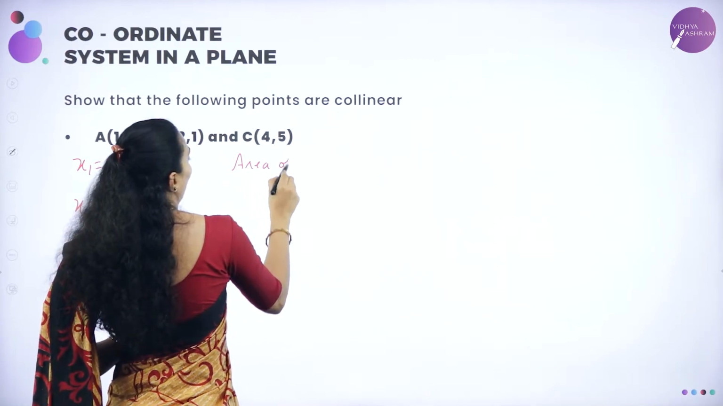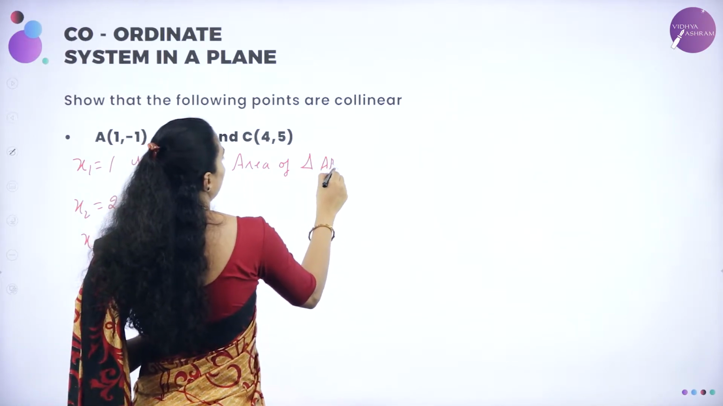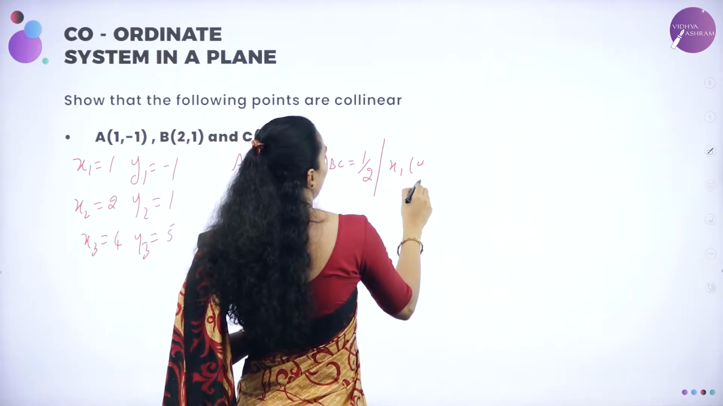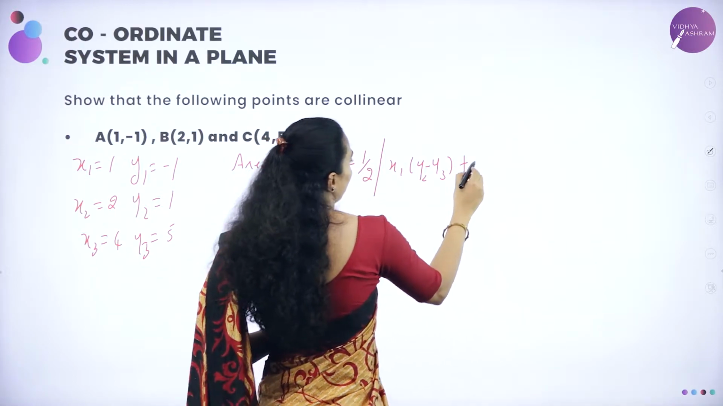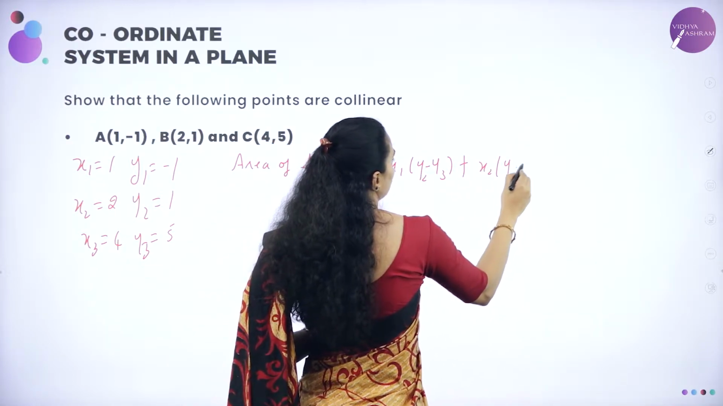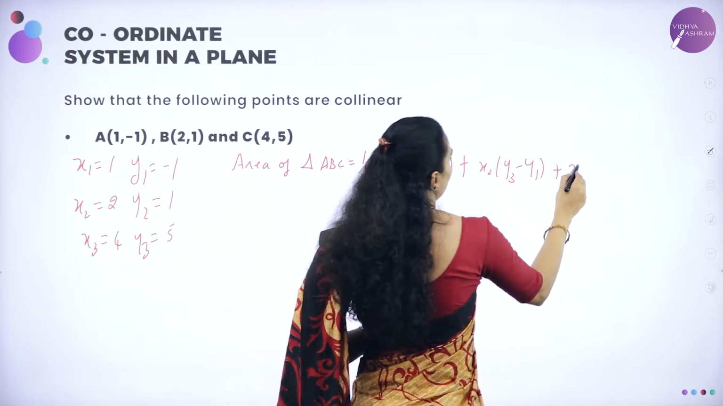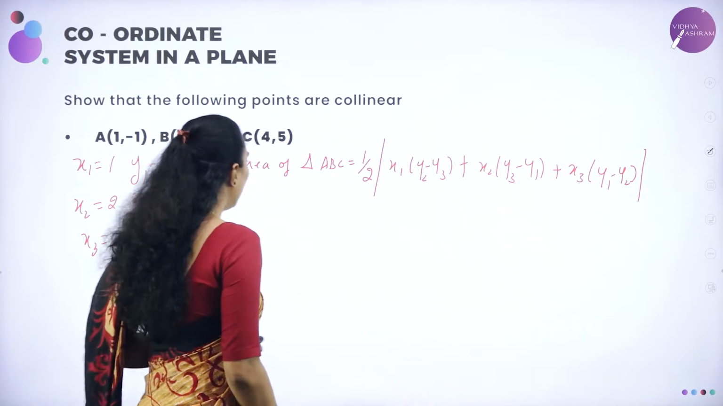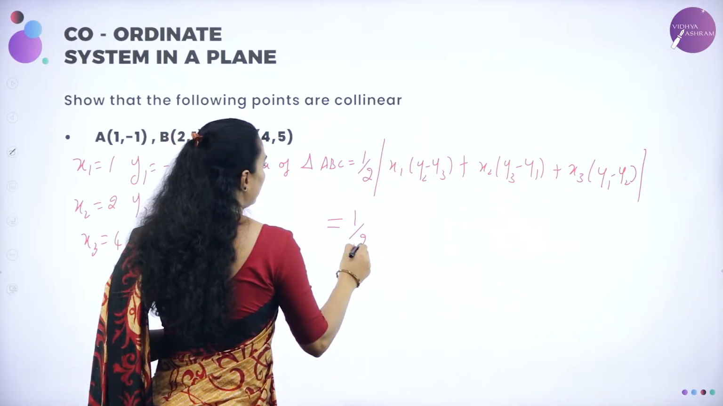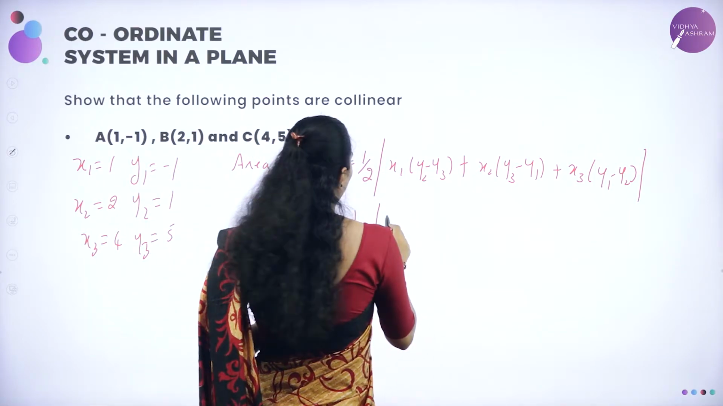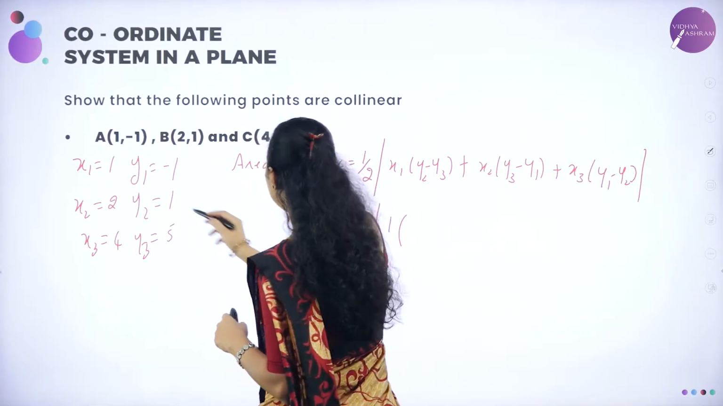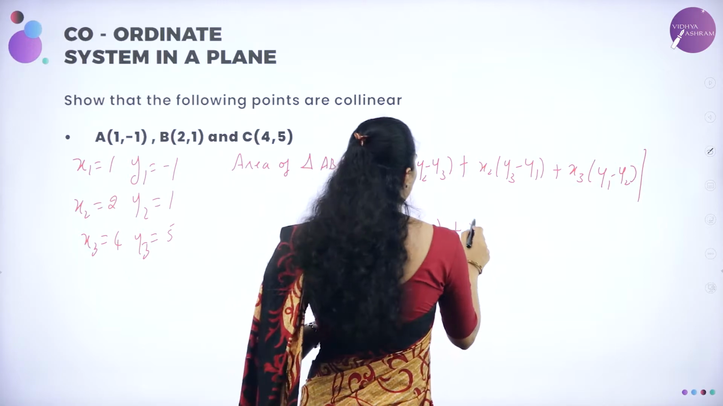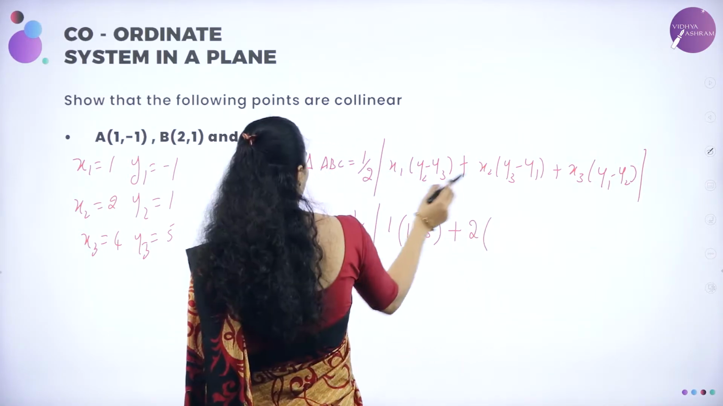Area of triangle ABC is equal to half into modulus of x1 into y2 minus y3 plus x2 into y3 minus y1 plus x3 into y1 minus y2. So what happens to that? The area of the triangle is equal to half into modulus of, what is x1? x1 is 1 into y2 minus y3, that is 1 minus 5, plus x2. x2 is 2 into y3 minus y1.